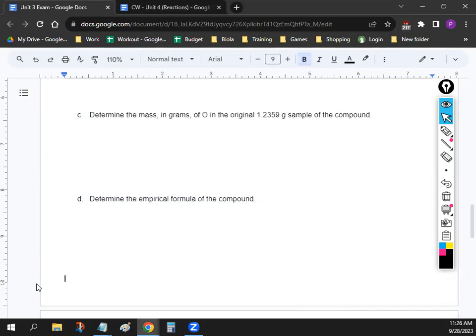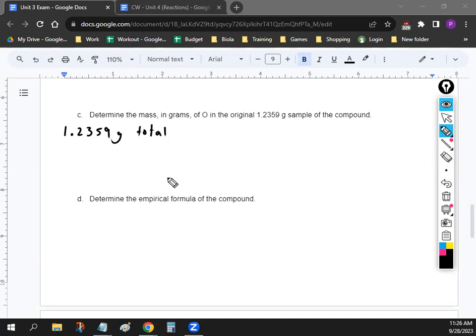Okay, the mass in grams of oxygen in the original compound. Well, if we have the original compound, that's 1.2359 grams. This is your total, and we want to find oxygen. All we have to do is start taking away some numbers.